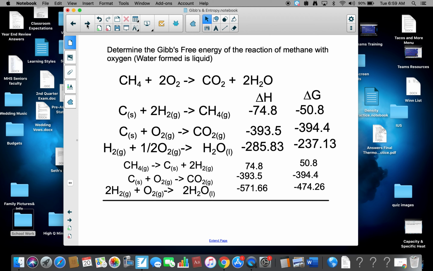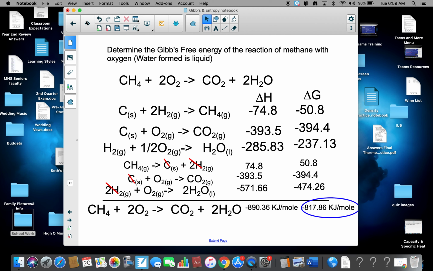So we then add them up. My carbons cross out, hydrogens cross out. I have 1 methane. I have 2 waters. Oxygens, rather, that's what I have up here. 1 carbon dioxide and 2 waters. So that gives us our reaction. So our enthalpy would be negative 890.36. And our Gibbs free energy is negative 817.86 kilojoules per mole. That would be the answer since that's what I actually asked for.